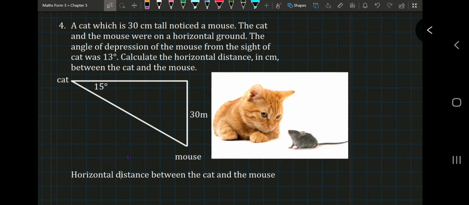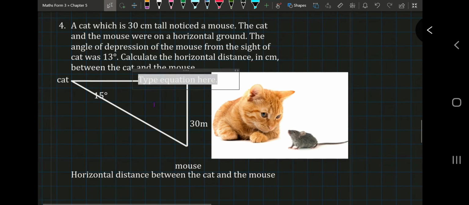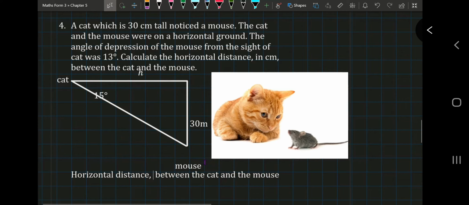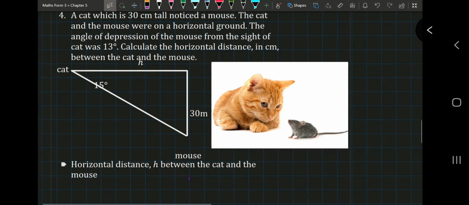The question is asking for the horizontal distance. We label it as h, okay. I label h here. So h between the cat and the mouse is what we need to find out. How to find it? We are going to use the tangent. Okay? Tangent 15 degrees is equal to the horizontal distance h over 30.